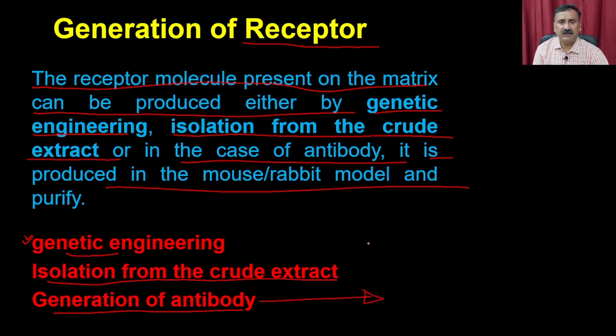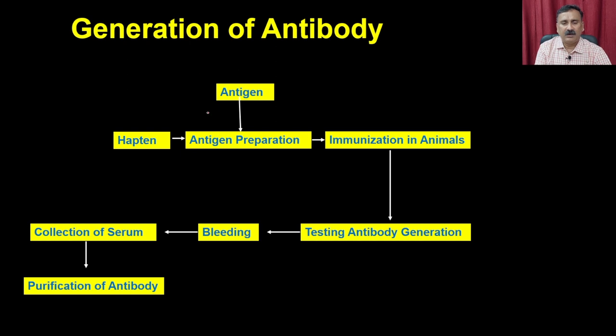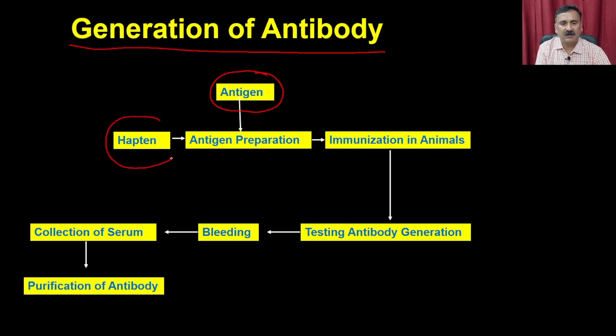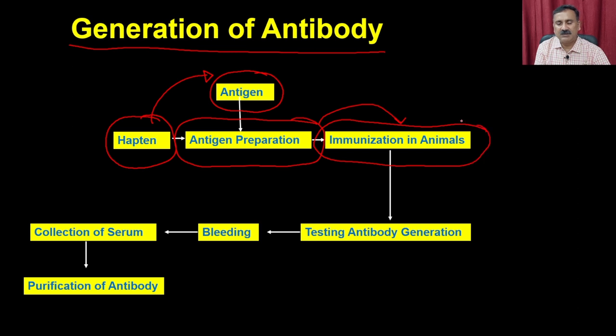How are you going to generate the antibodies? For generation of the antibodies, you first have to prepare the antigens. If you are dealing with a molecule which is very small and comes under the category of hapten, then you have to convert the hapten into an antigen. After that, you have to prepare the antigen for the injections, and after that you have to do the immunization of the animal. You have to inject the animals.